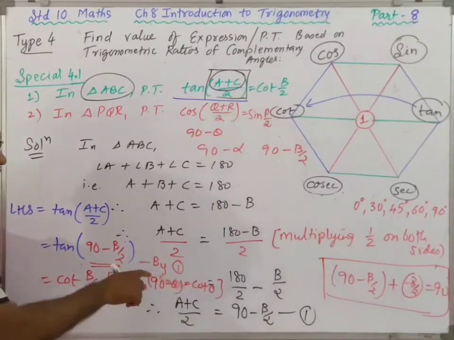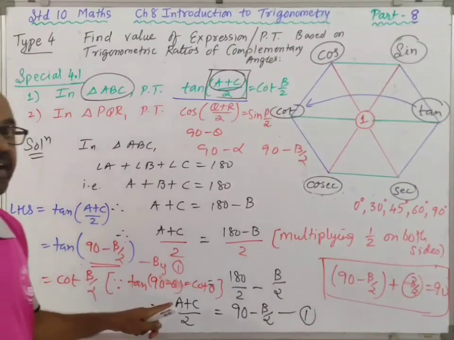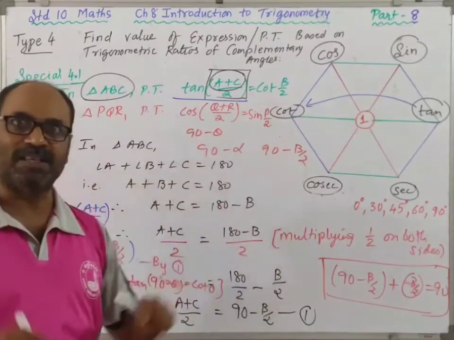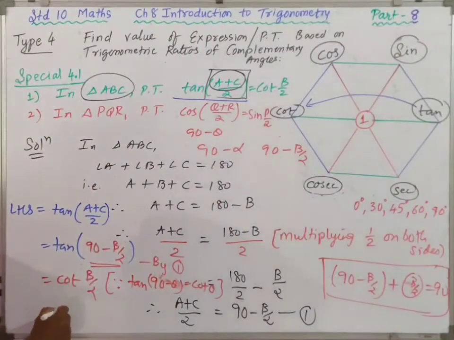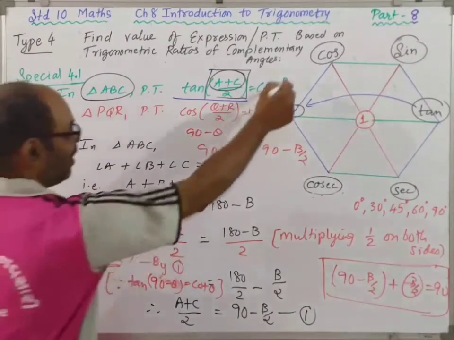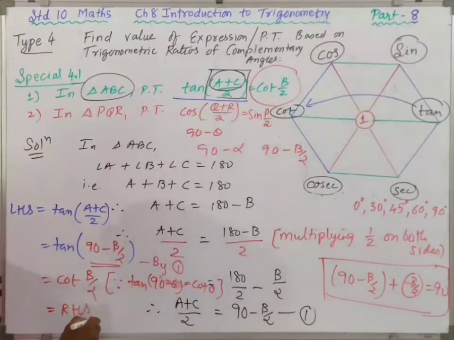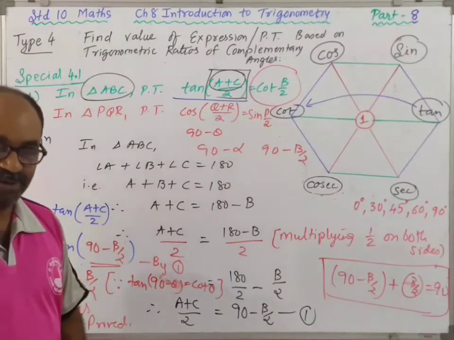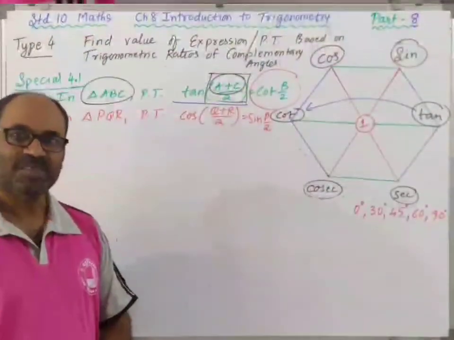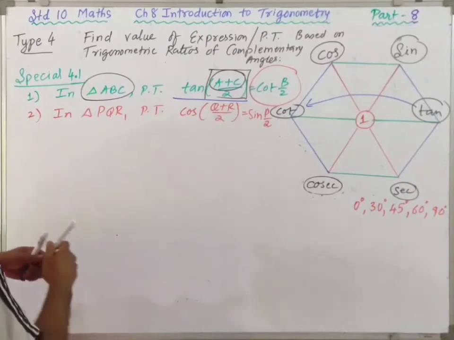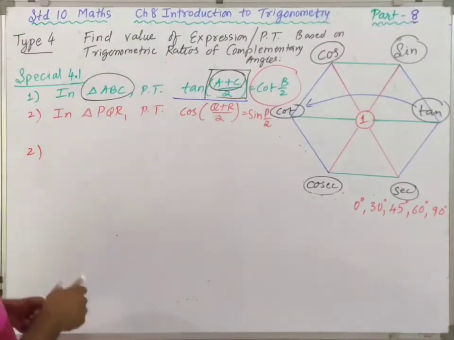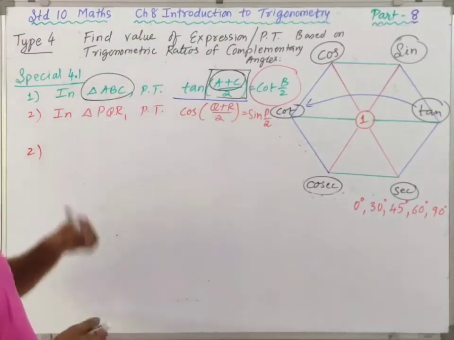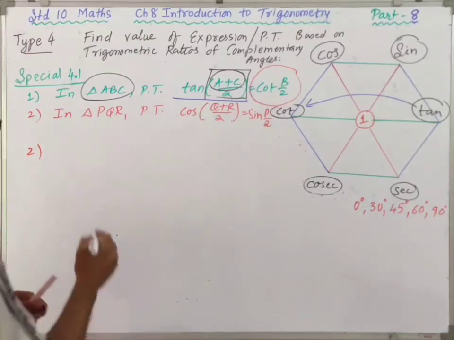If you don't want to go into this, then write the full statement: by trigonometric ratios of complementary angle. And that is equal to RHS. Cot B by 2. Proved. Clear to you? Understood? So the first one is done. It's proved. Okay? So moving on to the next one. That is the second one, and it is similar. Only the name of the triangle has changed. It is triangle PQR.